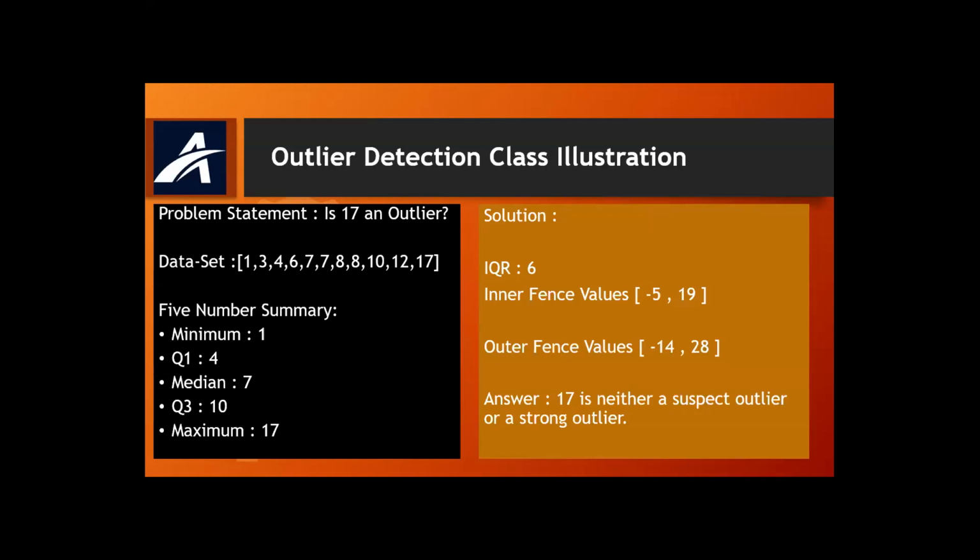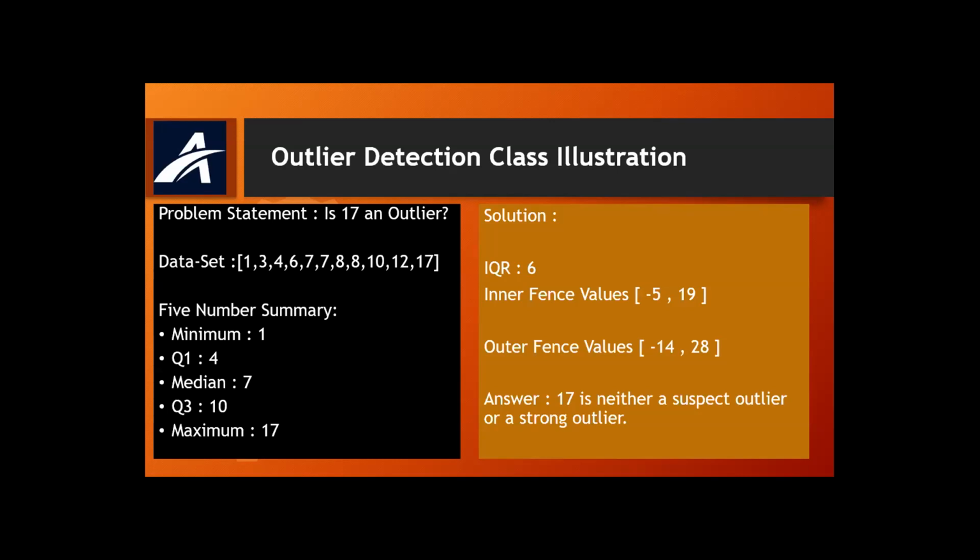But now, let's just do the calculation. 1.5 times the IQR, basically 1.5 times 6. That's 9. 1.5 times 6 is 9. And our lower boundary was 4. So when you do 4 minus 9, what do you get?